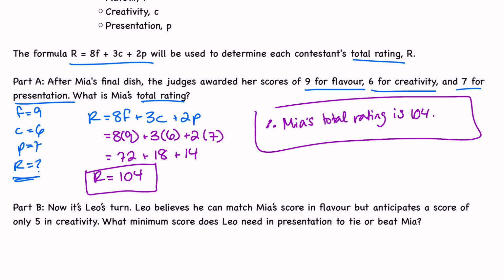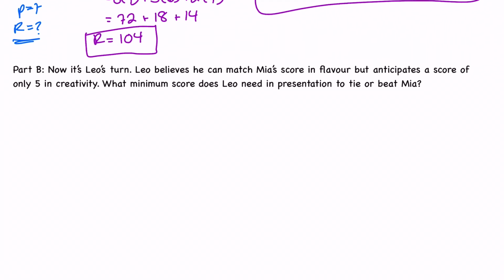Now let's move on to part B. Part B says, now it's Leo's turn. Leo believes he can match Mia's score in flavor, but anticipates a score of only 5 in creativity. What minimum score does Leo need in presentation to tie or beat Mia?